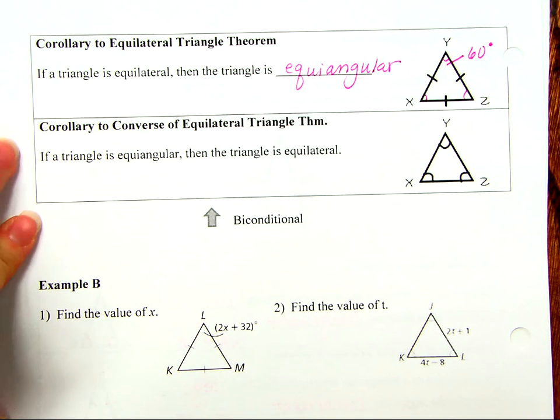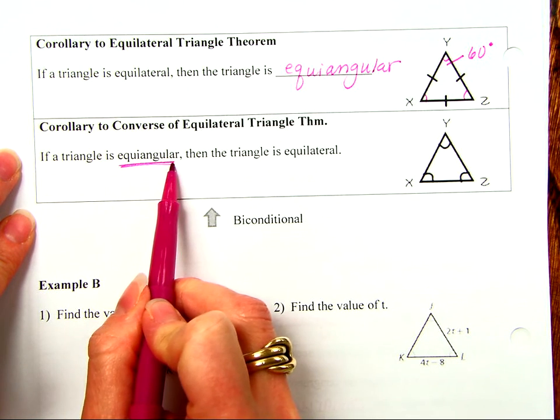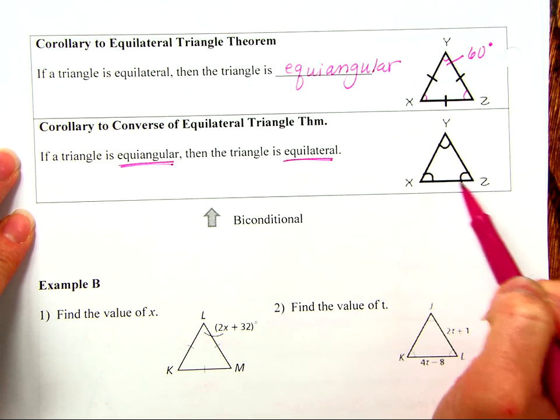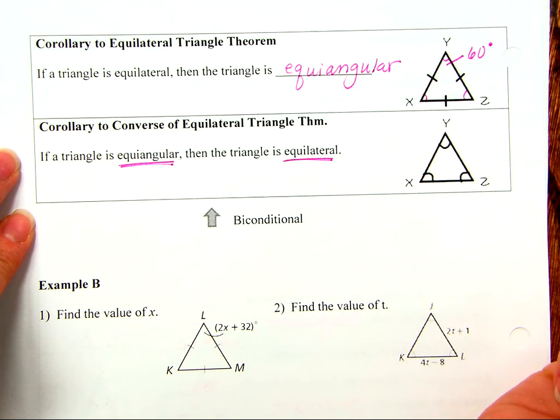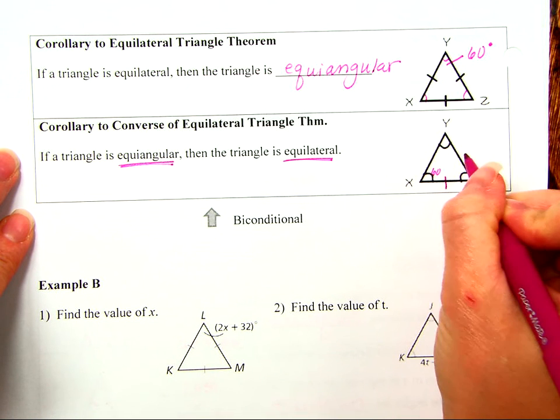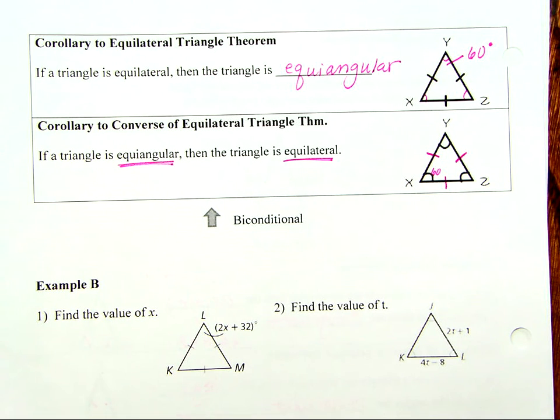Well, the converse of that corollary is also true. So if I know my triangle is equiangular, I can say that it is also equilateral. So if I simply have a triangle with 3 congruent angles marked, or 60-degree angles, I know that my sides would all have to be congruent. And so really, you can think of that as a biconditional. A triangle is equilateral if and only if it is equiangular, meaning it is true both ways.